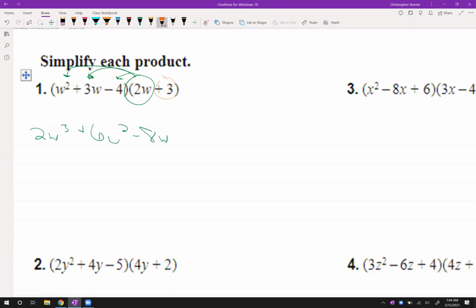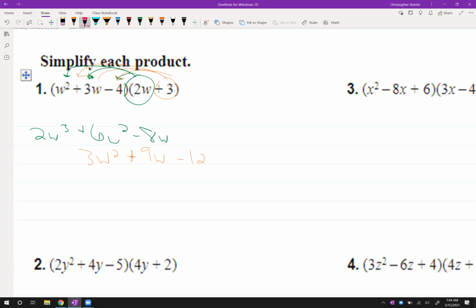Second term is 3, so I'm going to go back and do all this distributing again. So 3 times w squared is 3w squared. Notice where I put it. I want to line up my like terms. I don't want a big long line of stuff because then I might get confused. 3 times 3 is 9, and I'm going to make that blatantly positive. And 3 times 4 is negative 12.